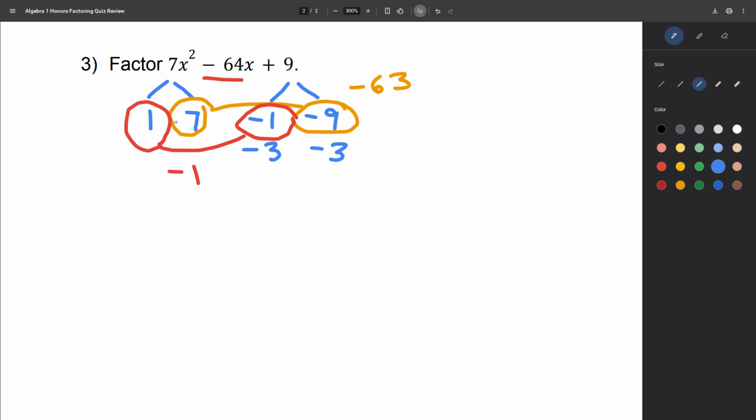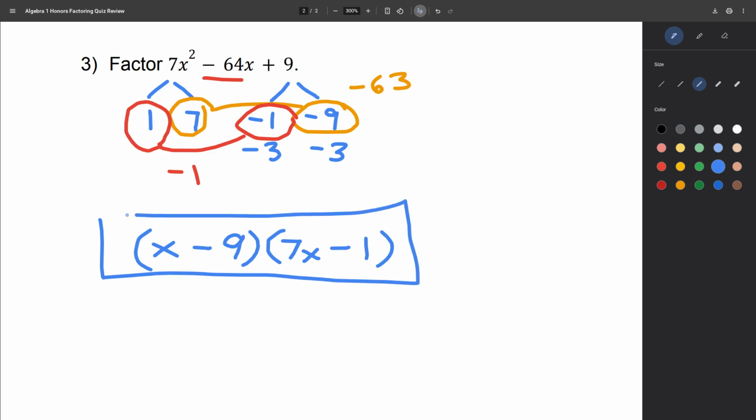So I'm going to use these as my coefficients in front of x: 1x and 7x. I'll just write x instead of 1x. I want the 7x to multiply by negative 9, so I'm going to do x minus 9. And I want the x to multiply by negative 1, so I'll do 7x minus 1. And that's my factored form for that one.